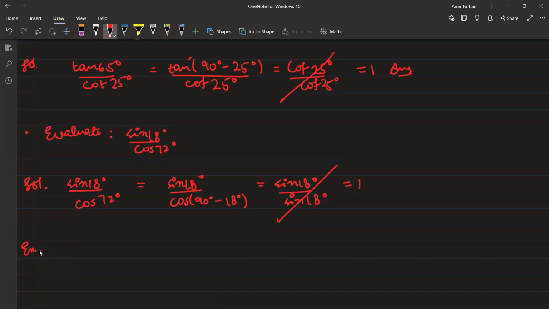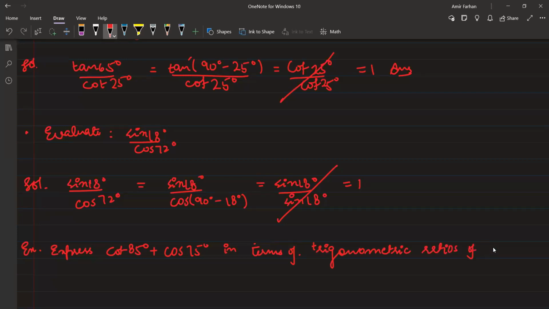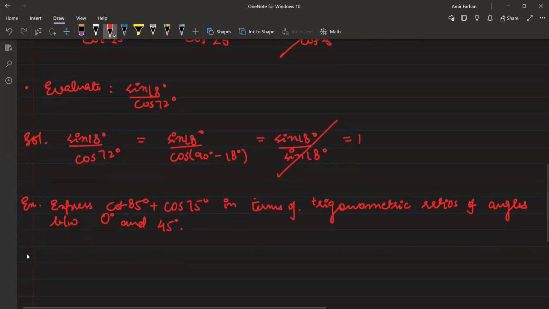Okay, let me take one more example, Adil. Express cot 85° plus cos 75° in terms of trigonometric ratios of angles between 0° and 45°.